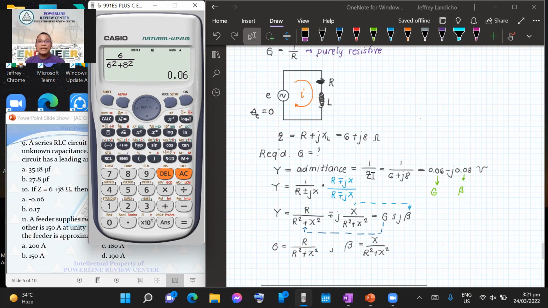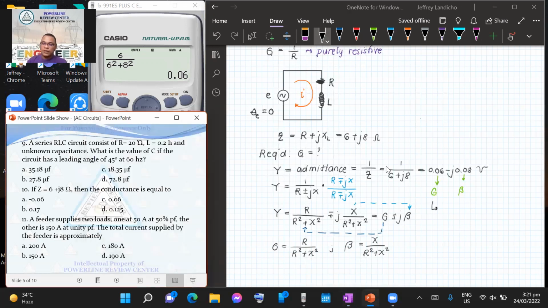So, gusto mabilisan using this complex number. So, ilang hinahanap ng ating problem. Anong letter ito? So, the conductance of this given circuit, it should be 0.06. Okay, kuha ba? Any question regarding problem number 10? So, iwan ko si number 10.